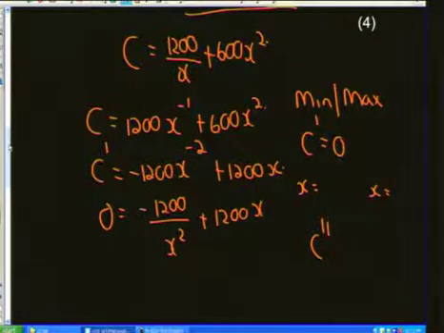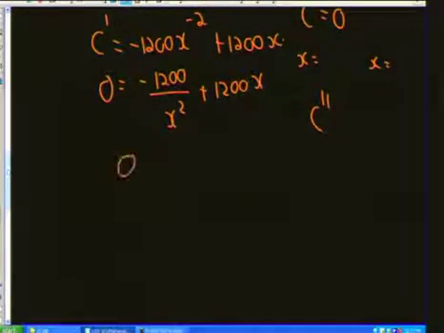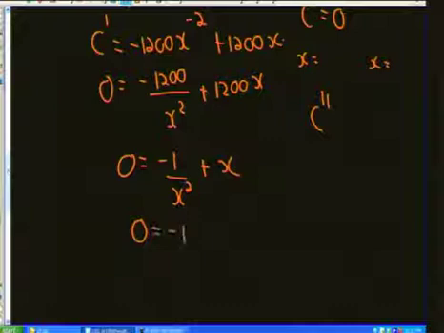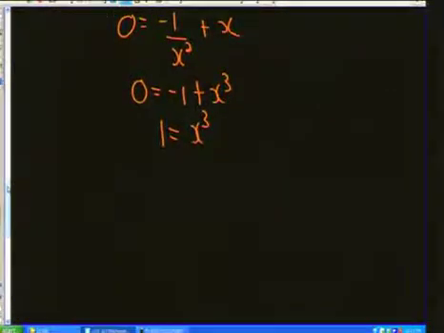I can see that I can divide through by 1200 and make my life a lot easier. So 0 is equal to minus 1 over x squared plus x. Timesing through by x squared, I'm going to get minus 1 plus x cubed, which means x cubed is 1. And if that's the case, x is 1.